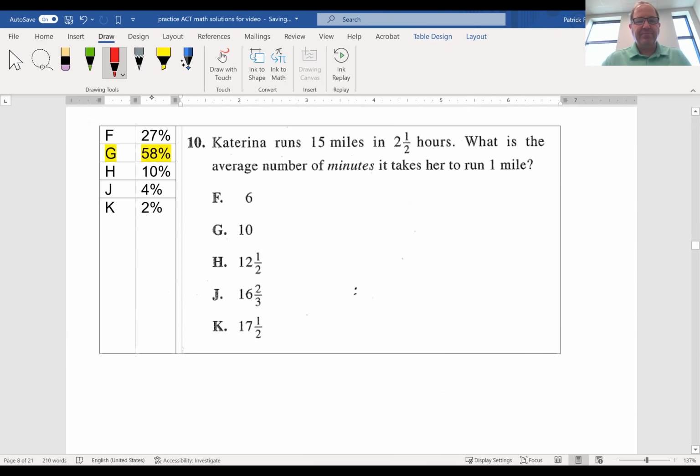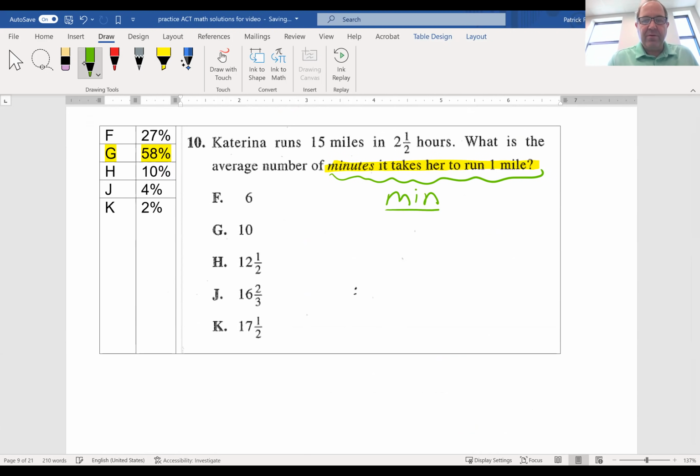Okay, number 10. Number 10 wants us to find out how many minutes it takes her to run 1 mile. Though this one's kind of sneaky, all right? But it seems like people did okay, 58% got it right. What this statement means is they want to find out the rate in minutes per mile. That's what they want to know. How many minutes it takes to run 1 mile.